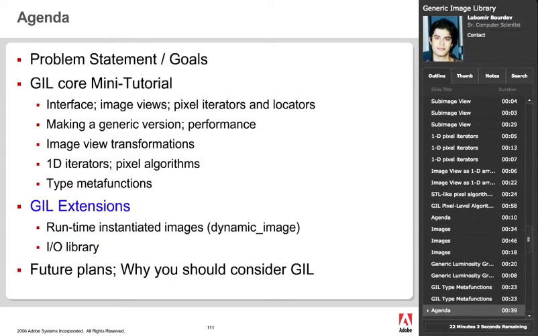That concludes the mini tutorial of GIL core. Let us now talk about the GIL extensions mechanism. GIL extensions are modules built on top of GIL that address image-related problems that are usually open-ended and not directly related to GIL's main objective of abstracting image representations from image algorithms. We have currently open-sourced 2 GIL extensions. One provides support for runtime instantiated images and image views, and the other provides support for image I/O.